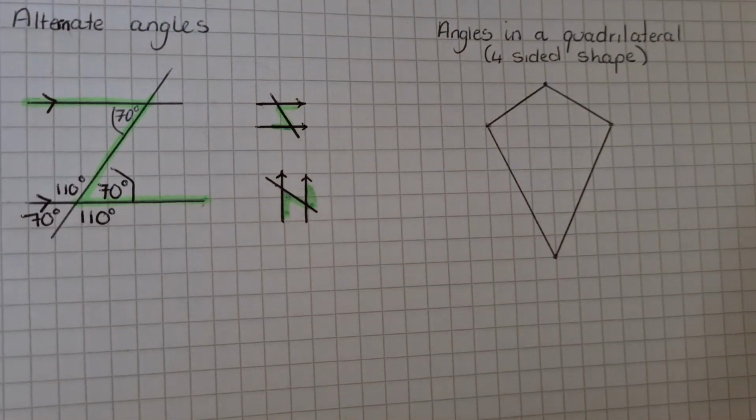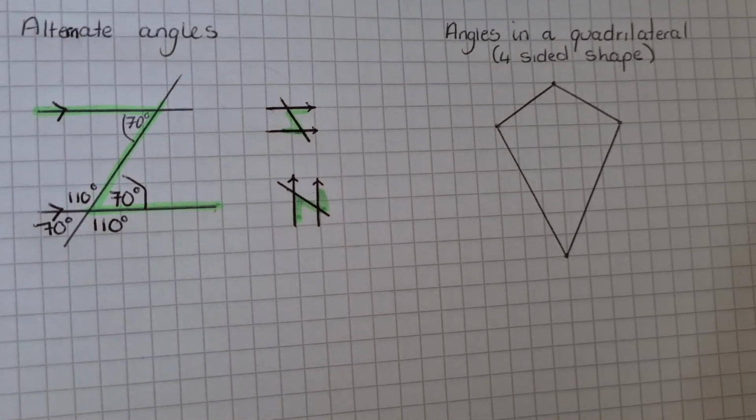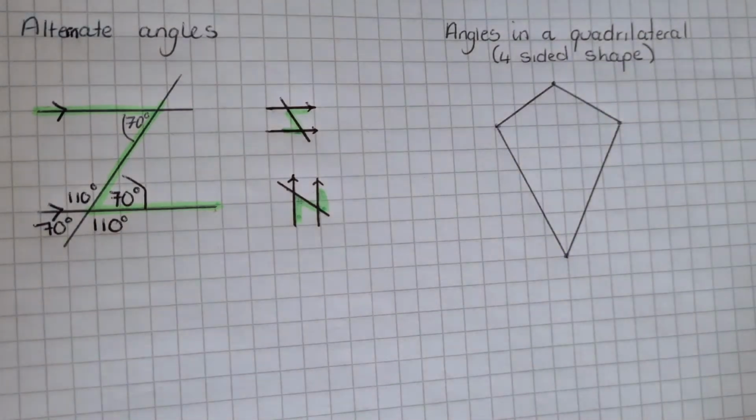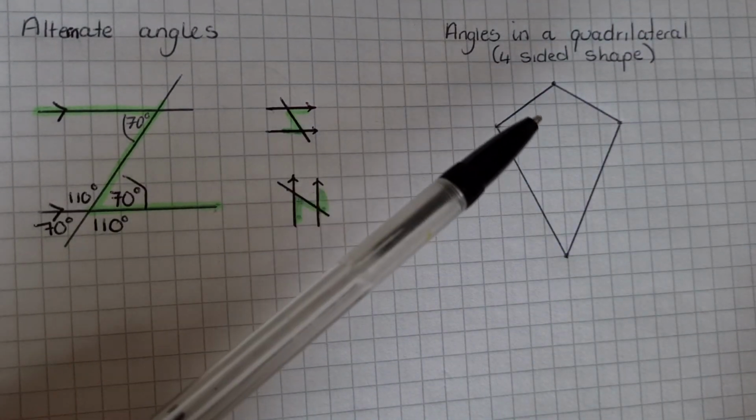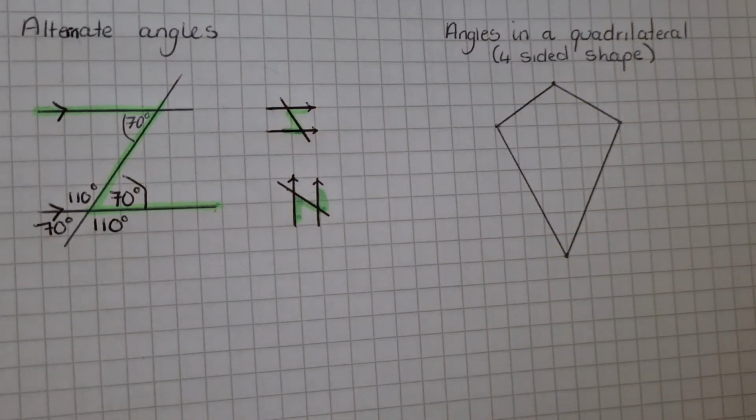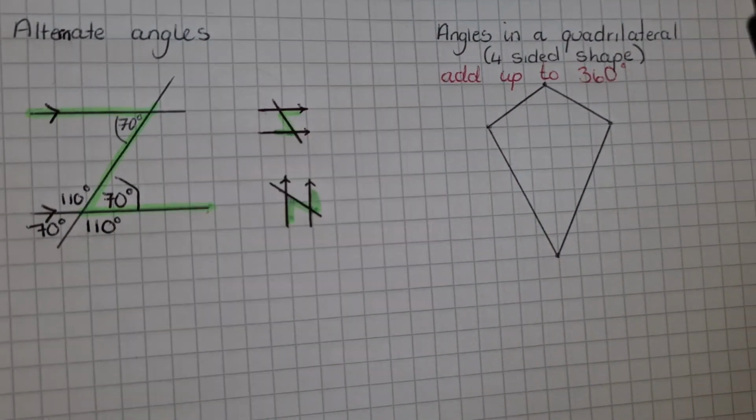Lastly, we've got angles inside a quadrilateral. Now, a quadrilateral is a four-sided shape. You might not be familiar with this rule, but like triangles, where all the angles always add up to 180, in a four-sided shape, all the angles add up to 360.